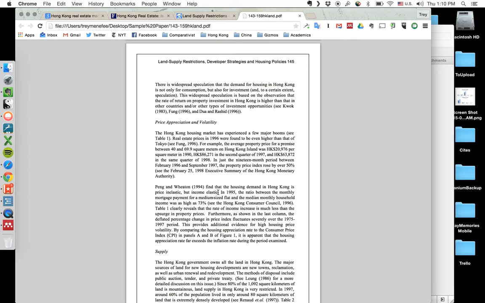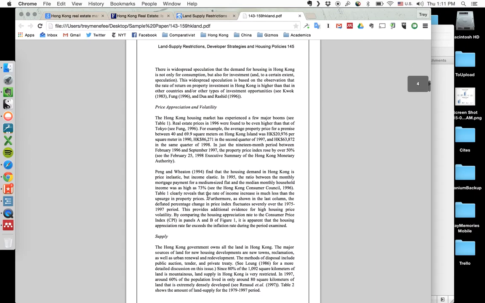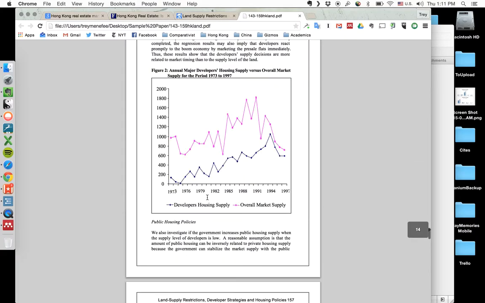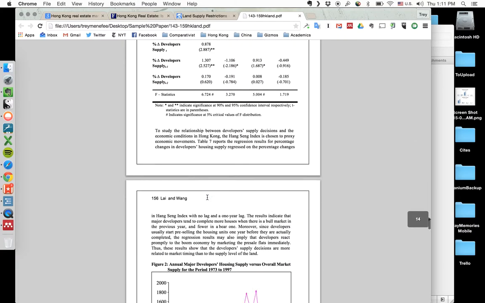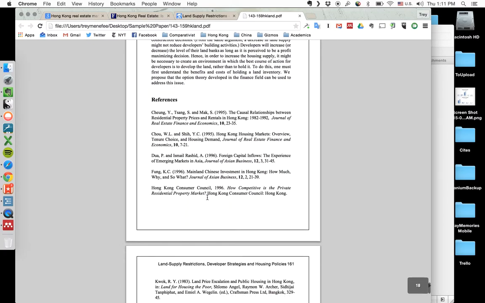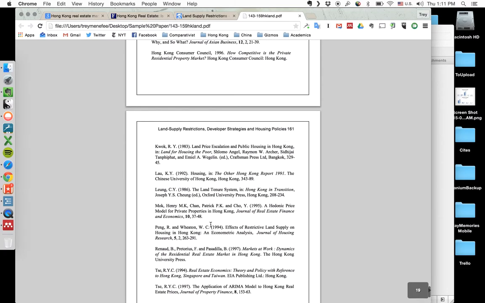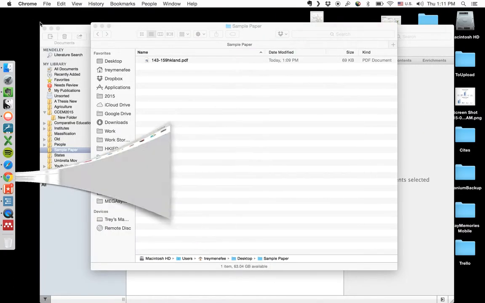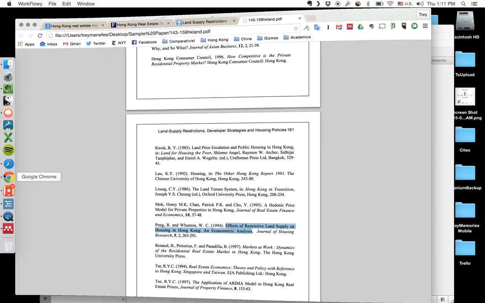And so this is from 1994, but they're showing that this is why the housing market in Hong Kong is vulnerable and it bounces back and forth a lot. So I want to find this Peng and Wheaton 1994, because I'm going to be citing them. There we go, Peng and Wheaton 1994. Let's copy and paste that. Back to Chrome.